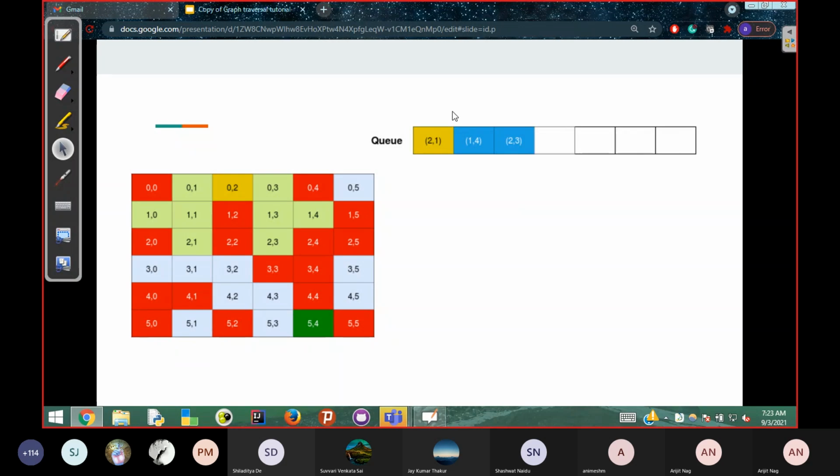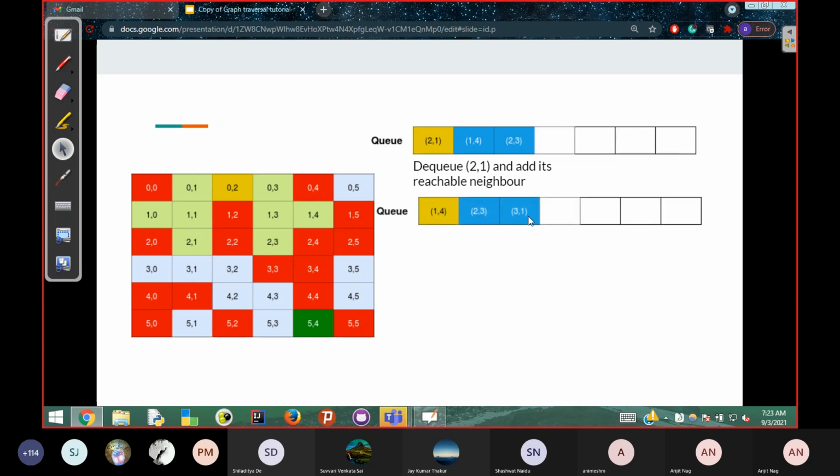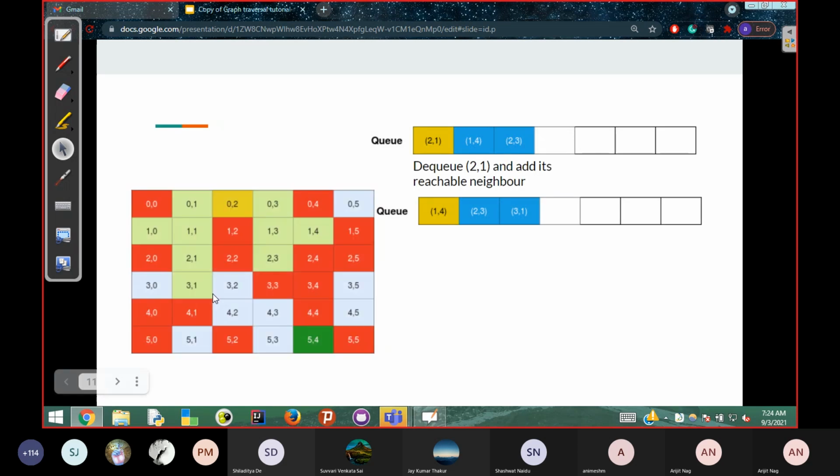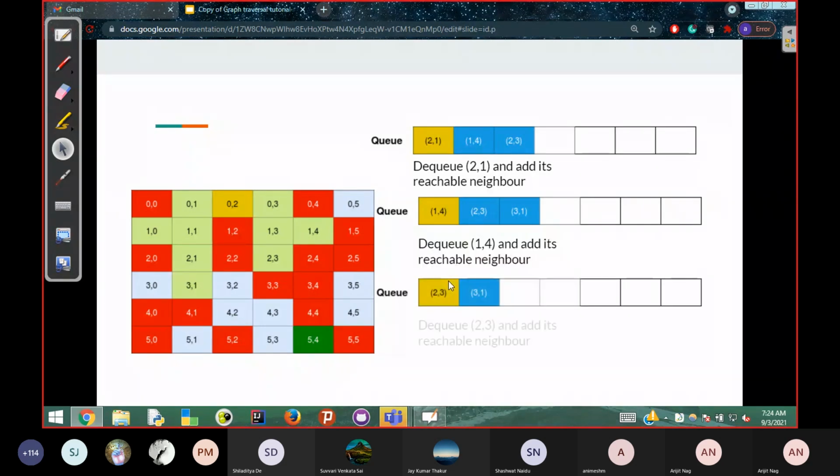Now 2 1 is the front of the queue. Again you want to dequeue 2 1 and you need to add its reachable neighbors. So what are the reachable neighbors from 2 1? It is only 3 1, because the east and west parts are already unstable, so you don't want to go in that direction. You only have the one option left, which is 3 1. So we are adding 3 1 to the queue, and you are also marking it, so that is fine. We are just fast forwarding all these things, as the same thing is going on.